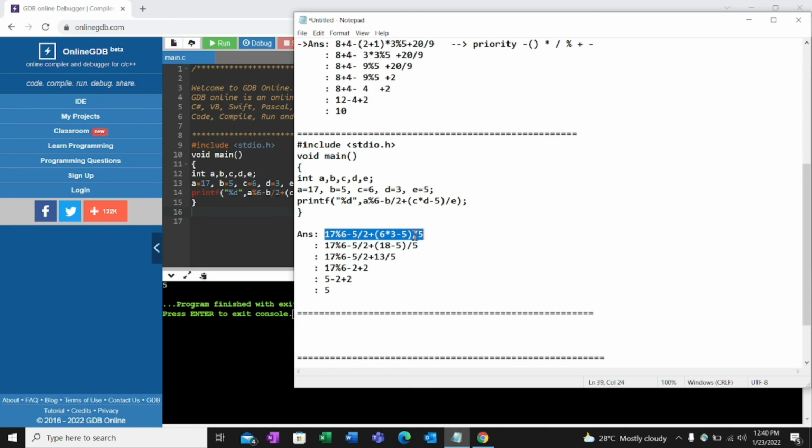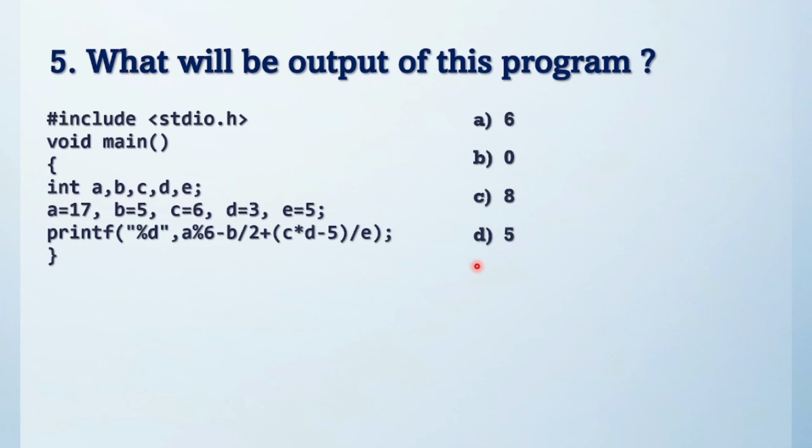We are going to solve this priority-wise. Bracket is the higher priority, as I said before. In the bracket, multiplication is higher priority, so 6 into 3 is 18, 18 minus 5 is 13. Then division is the higher priority, going left to right: 5 divided by 2 is 2, and 13 divided by 5 is also 2. Then modulo: 17 modulo 6 gives remainder 5. So 5 minus 2 plus 2: the minus 2 and plus 2 cancel, and the answer will be 5.